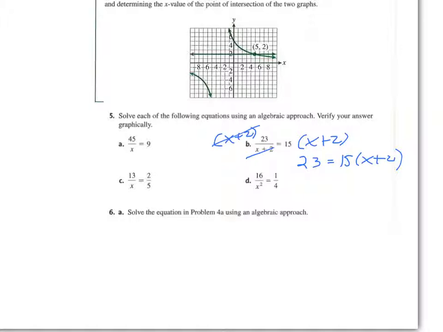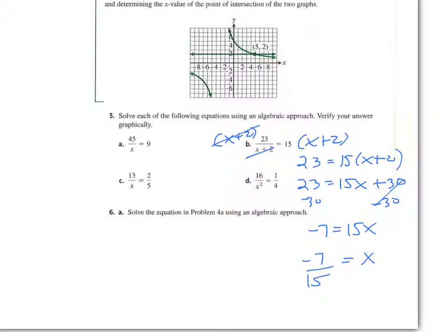And now I can solve this the way I would solve any of these. Distribute. Okay, bring over my 30. So I end up getting negative 7 equals 15x. So x equals negative 7 over 15. I'm not going to worry that it doesn't come out whole. That's not a big deal. I'm going to leave it just like that. If my stat lab wanted you to make it into a decimal, you would, but that's fine to do just like that. And let's take one more.